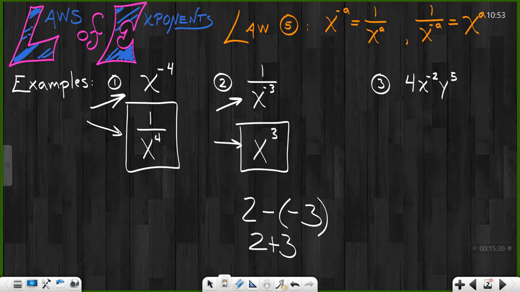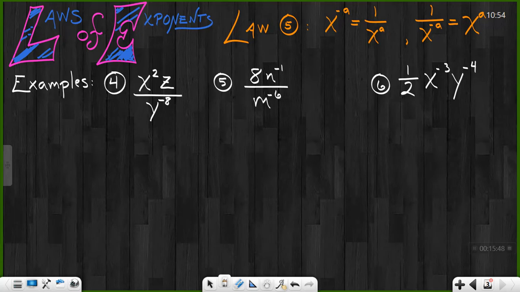Let's look at example 3. Let's rewrite it. Now, the negative exponent here is only applying to the x. So if I rewrite it as a fraction, that x is going down below and becoming a positive 2. Everything else that was up top stays up top because it doesn't have a negative exponent. That's how I rewrite it.